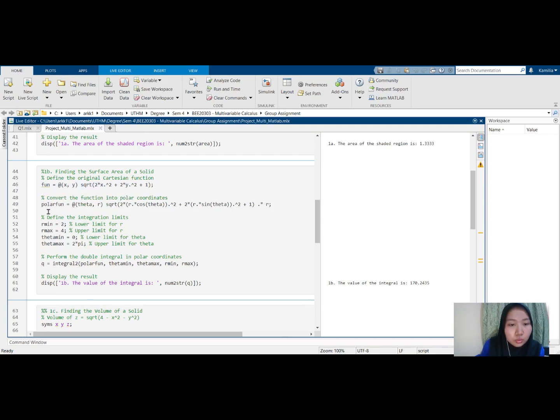Second, I need to convert this function to polar coordinates, where I replace x with r cos theta and y with r sin theta. And then I define the integration limit, with the r value from 2 to 4, and the theta value from 0 to 2 pi. And then I perform the double integral using the integral2 syntax of MATLAB, plug in all the functions, and I get the final answer, which is 170.2435, the same as the answer from the manual calculation.